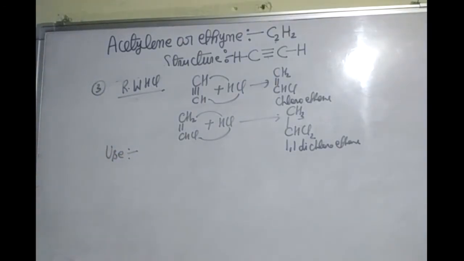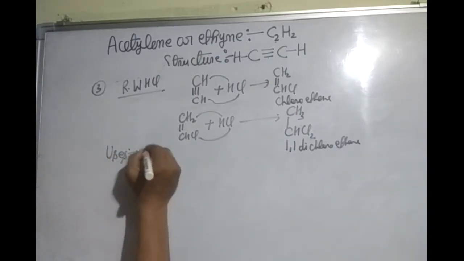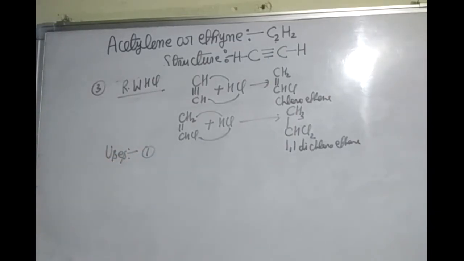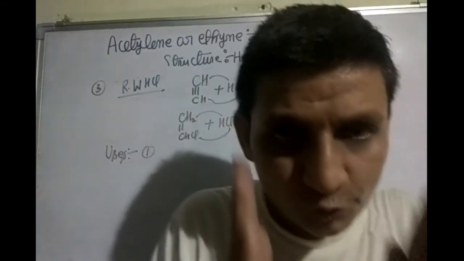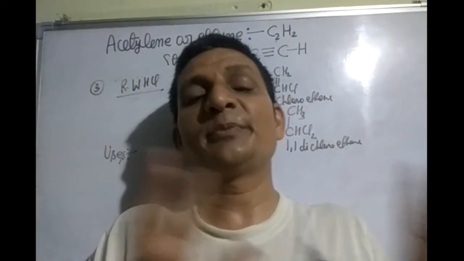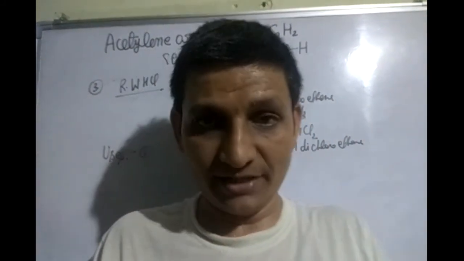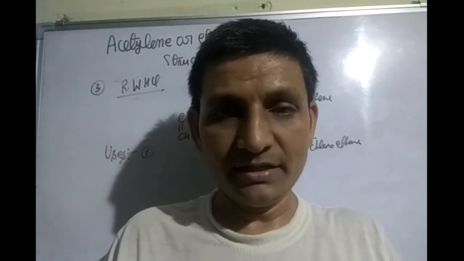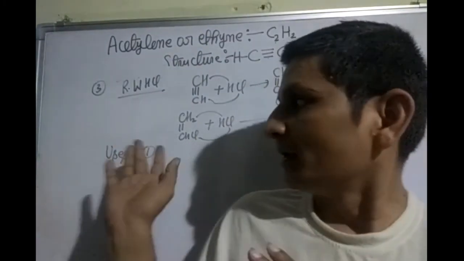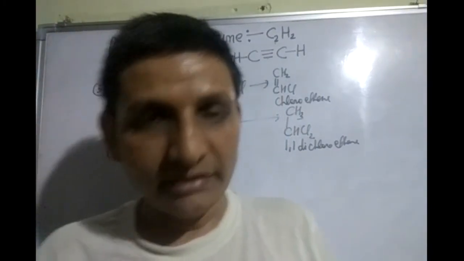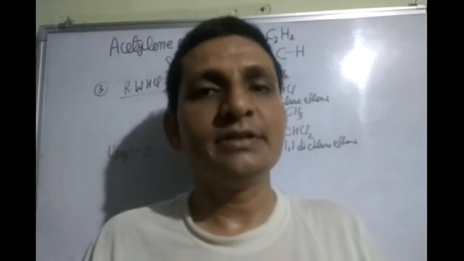Next point is use. First important usage, usage number 1: it is used for ripening fruits, and for the preparation of organic compounds like acetaldehyde especially. So students, these are the important things about acetylene. I hope that you can understand all the points regarding acetylene.